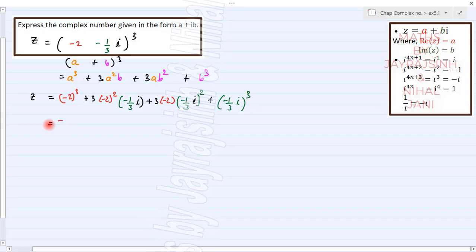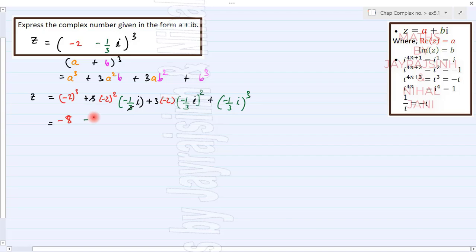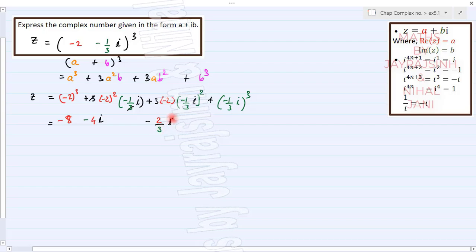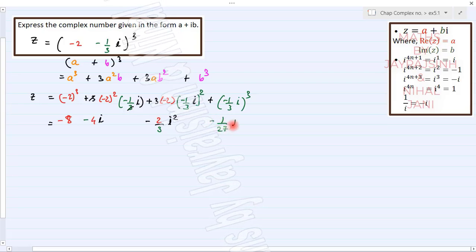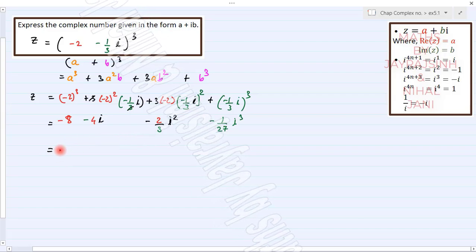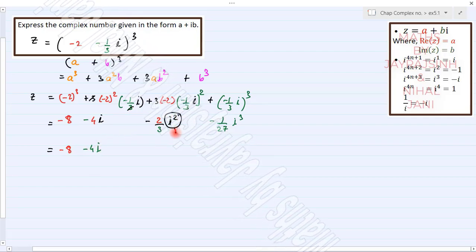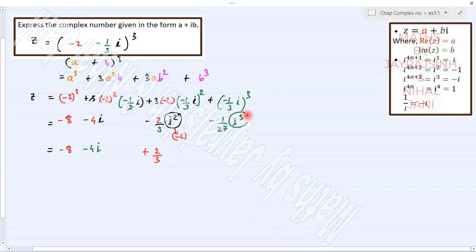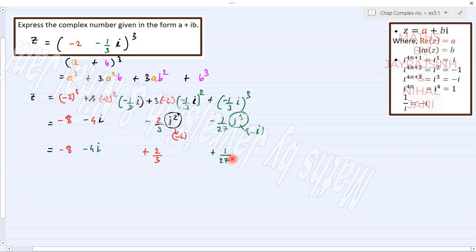Now let's simplify. Minus 2 the cube will give us minus 8, and here your 3 will cancel out and we will get minus 4i. Your third term will be minus 2 by 3i square, and finally your last term will be minus 1 by 27i cube. Now we have to place the values of i square and i cube. So minus 8 and minus 4i will be as it is. Your i square is nothing but minus 1, so here we'll get plus 2 by 3, and your i cube is minus i, so here we'll get plus 1 by 27i.